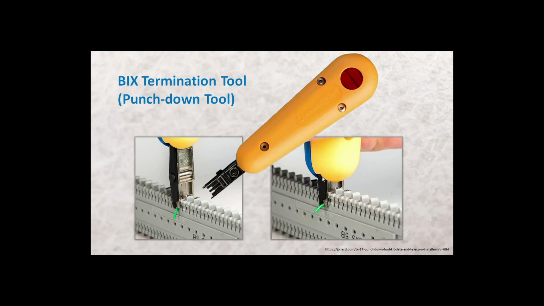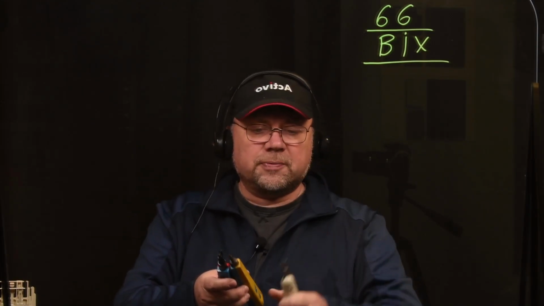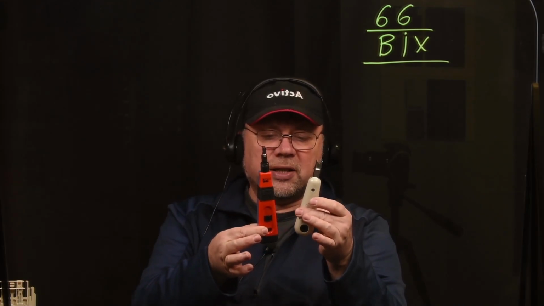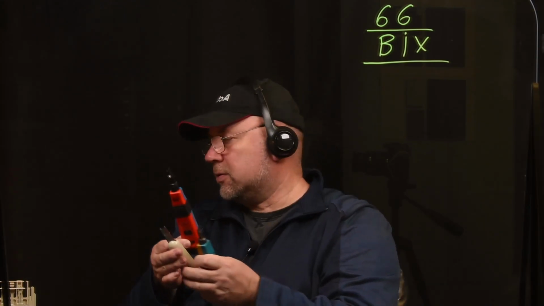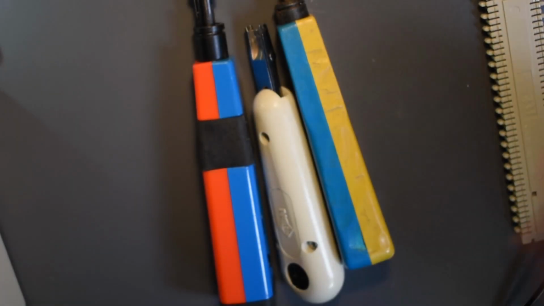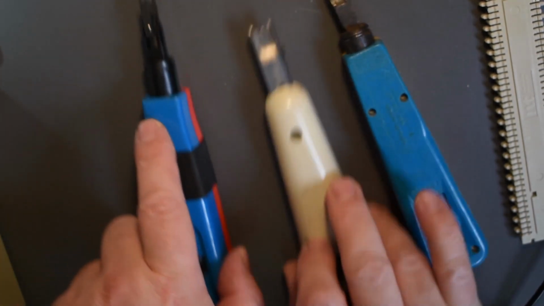Okay, so that's what these look like right here. Do I have them? Yes, I do. I have a couple of those. Now here's a BIX punch down tool. Here's another BIX punch down tool made by another manufacturer, and here's another punch down tool, but this is not BIX, it's 110. And again, we're going to just go over some differences. Okay, so let's just take a look at these here.